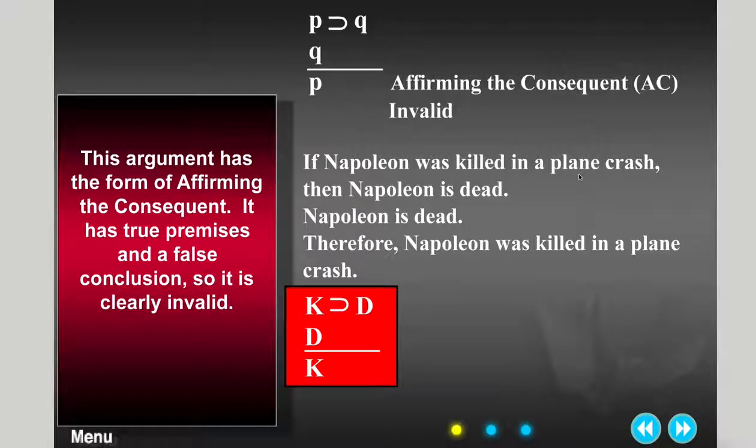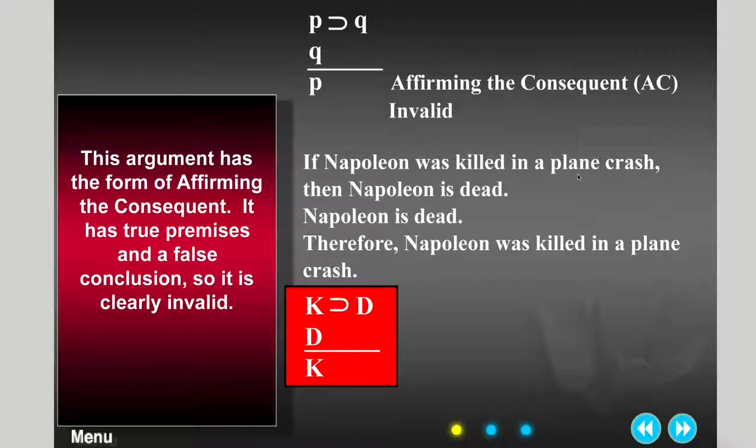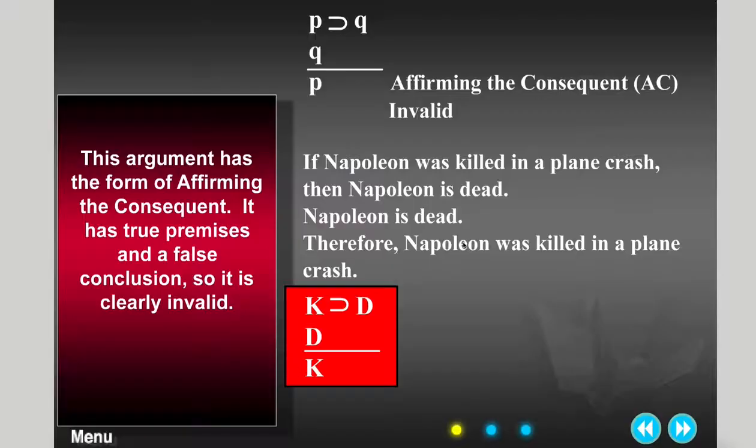If Napoleon was killed in a plane crash, then Napoleon is dead. If somebody's killed in a plane crash, they're dead. Napoleon died. Absolutely, that he had died in a plane crash? No. Napoleon isn't dead, but he could have been killed in any number of ways. So just because this premise is true and this premise is true does not mean that the conclusion naturally follows.